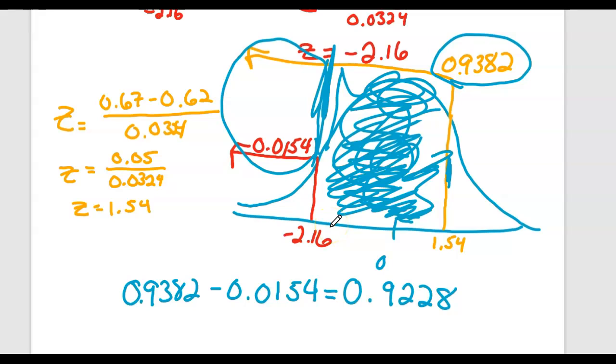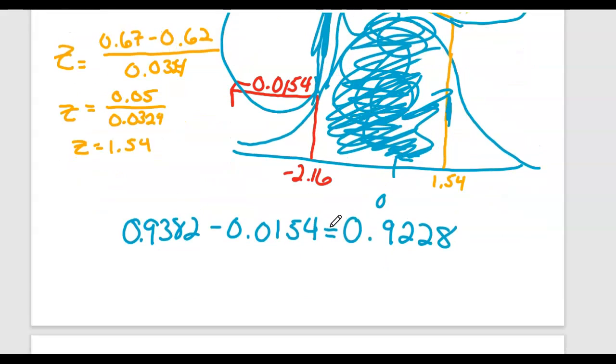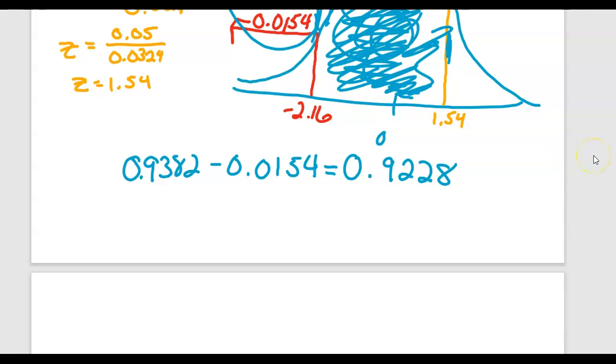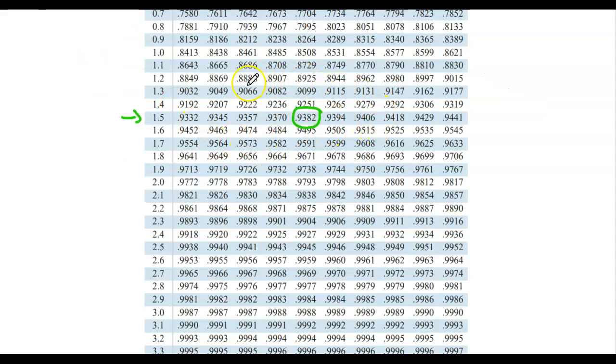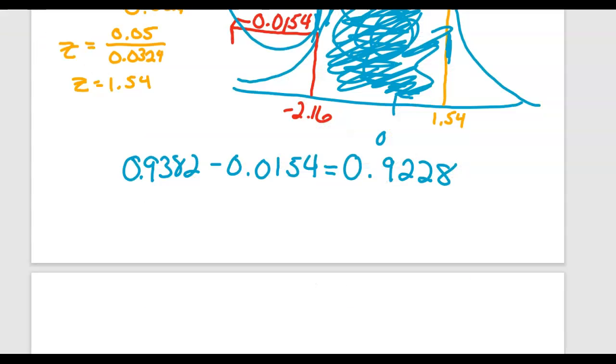So again, anytime that you want an in-between value, you have to calculate the z-score for both of those values. Look both of those up on the cumulative normal table here, and then you will subtract the larger minus the smaller of those probabilities. So let me know if you have questions about that.